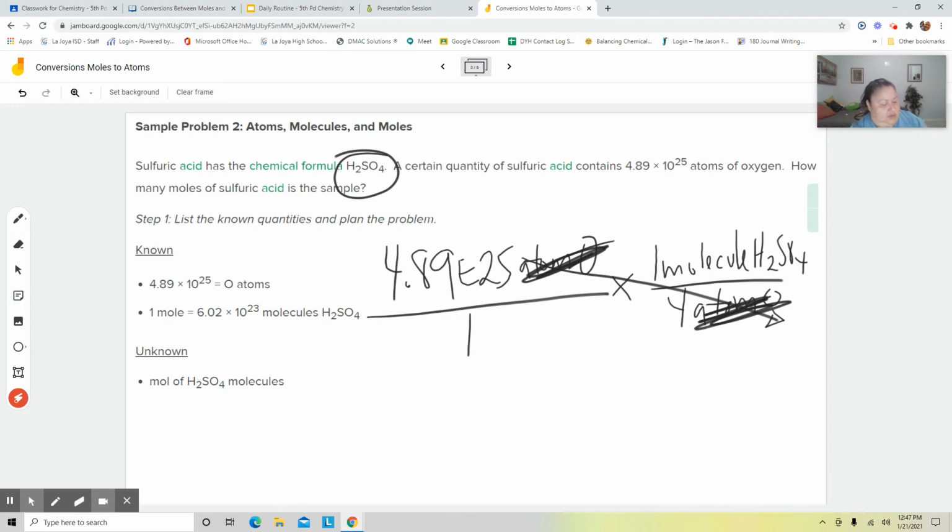Okay, so we're going to our calculator. We're punching in the 4.89 e to the 25. Everybody put the 4.89 e to the 25? I hope so. Okay, and now we're going to divide that by 4. What'd you get? I got an answer, but I'm not going to show you until you show me that you've done it.